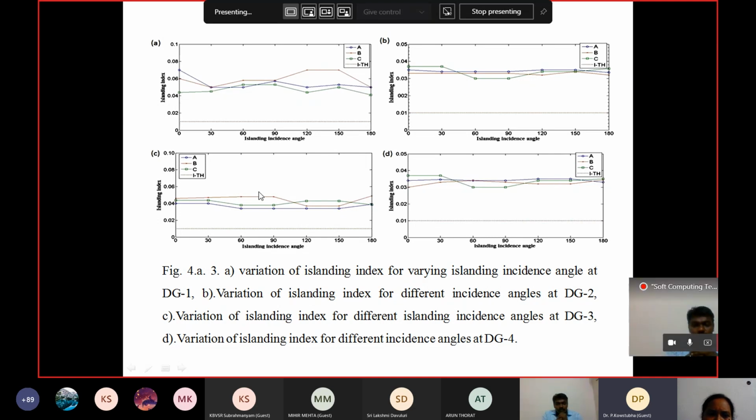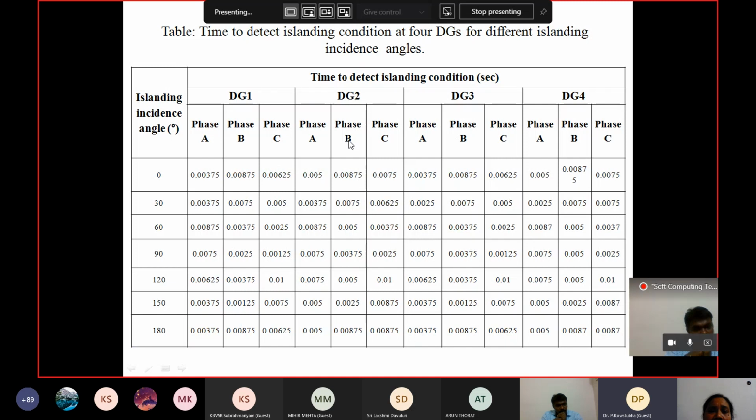If we draw a plot, all these are above the threshold values, which indicates precise detection of the islanding condition. These are the time periods. Corresponding time periods we can also take from that data, for phases A, B, C and DG1, DG2, DG3, DG4. We can observe all these at 0.003, and below the half cycle itself, we can find the islanding condition.